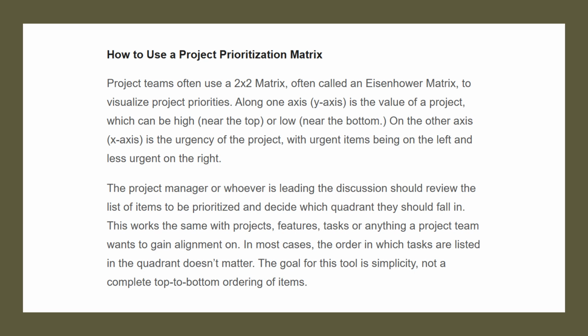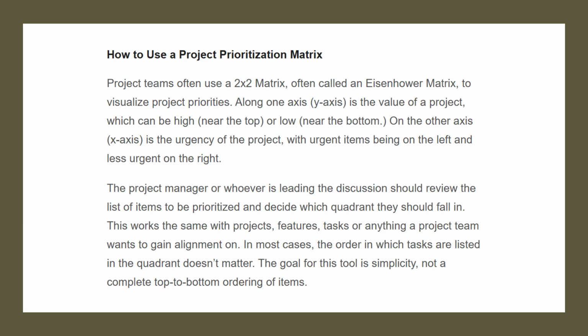How to use a project prioritization matrix? Project teams often use a 2 by 2 matrix, often called an Eisenhower Matrix, to visualize project priorities. Along one axis, which is the y-axis, is the value of a project, which can be high near the top or low near the bottom. And on the other axis, the x-axis, is the urgency of the project, with the urgent items on the left and less urgent on the right.